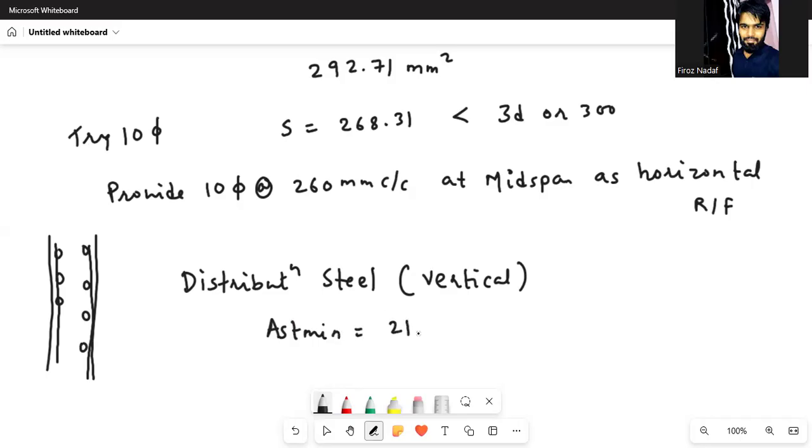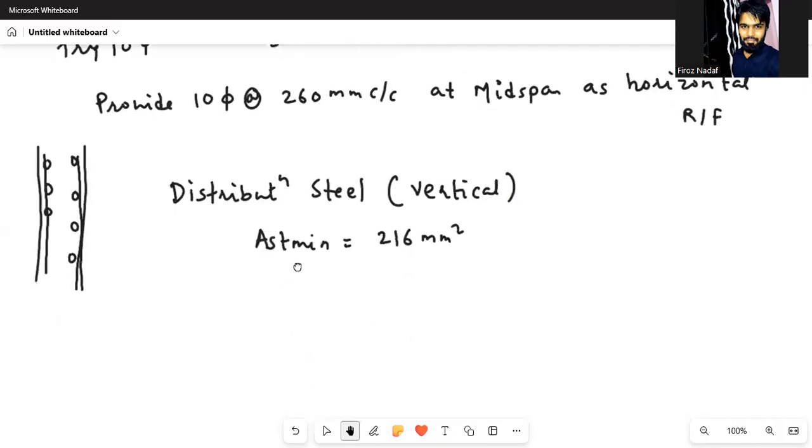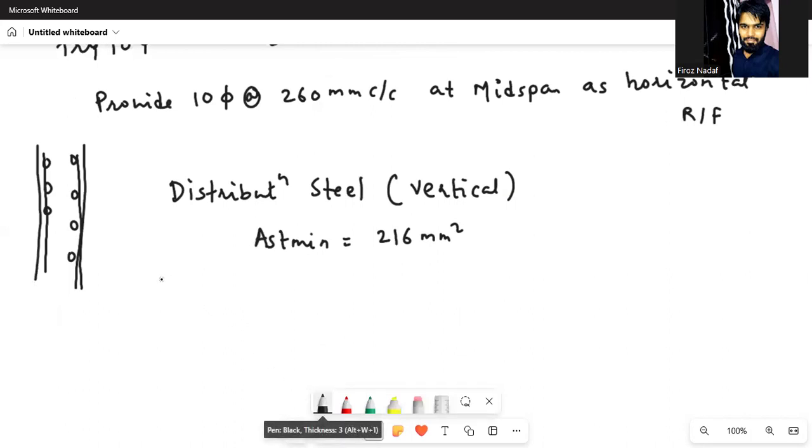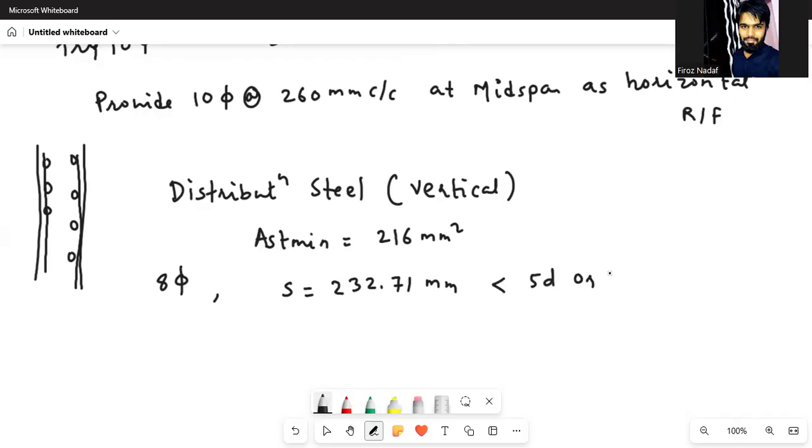So AST minimum has to be provided for the distribution steel, and already we have calculated the AST minimum, that is 216 mm square. Okay, and we can find the spacing for this AST. We need to assume the diameter of the bar. You can try 8 mm diameter of the bar for the distribution steel, and the spacing that you will be getting is 232.71 mm. And with respect to the distribution steel, the spacing has to be less than 5D, or it also has to be less than 300 mm, whichever is lesser. This is only with respect to the distribution steel.